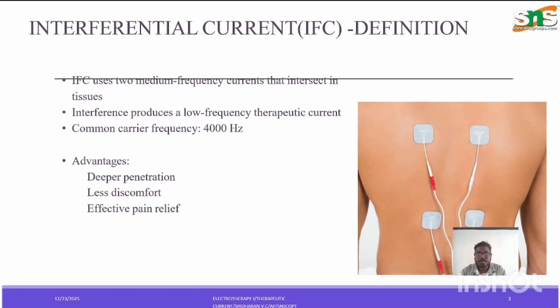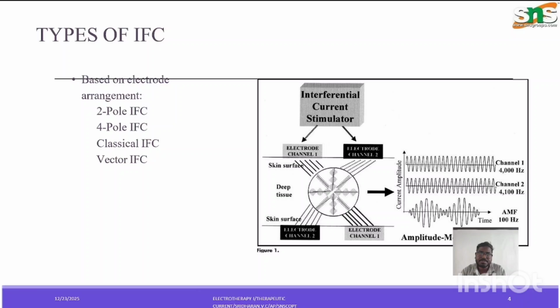Now we're going to see about the interferential therapy. The interferential therapy or the interferential current uses two medium frequency currents that intersect in the tissues. The interference produces the low frequency therapeutic current. The common carrier frequency is 4000 hertz. The advantages of the interferential current are that it gives deeper penetration in the therapeutic effect. It also shows less discomfort and is also effective in pain relief.